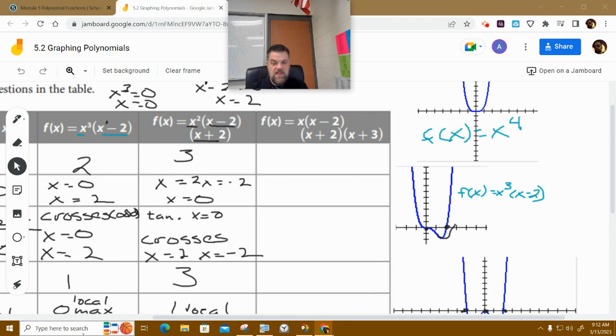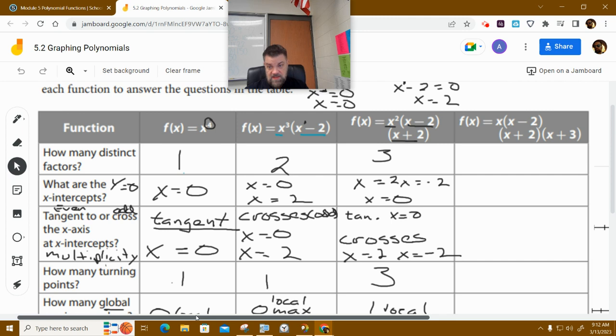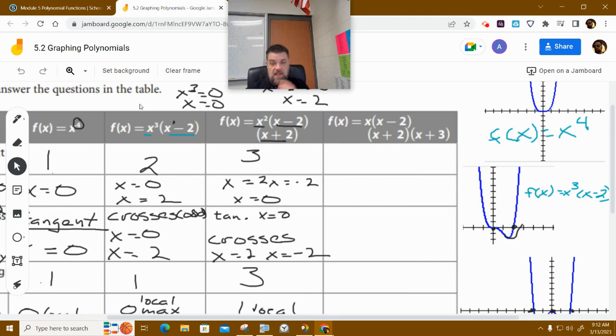So one of the things we need to consider, as we did on all these other sections, is how many distinct factors. When something is in prime factorization, this is one distinct factor, this is another, this is another, this is another. So this one has 4 distinct factors.